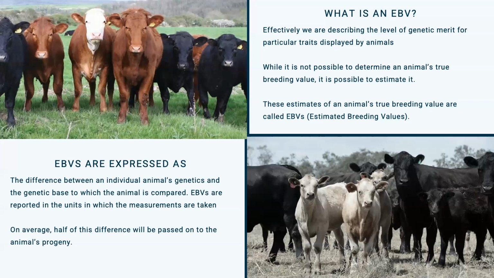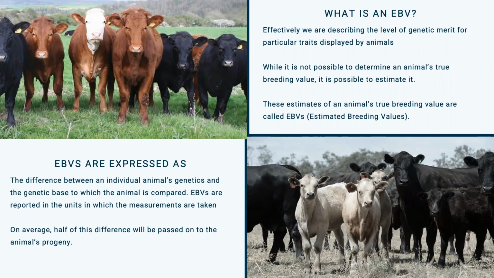And we express our EBVs in terms of the difference between the animal's genetics and the genetic base to which it's compared. So unfortunately, at this stage, we can only compare EBVs within a breed. So you can't compare Angus against Brahman, Brahman against Droughtmaster. However, we are working towards things such as the Northern Repronomics Project and the Southern Multibreed Project, where we can start to look at comparing those animals on a similar baseline.